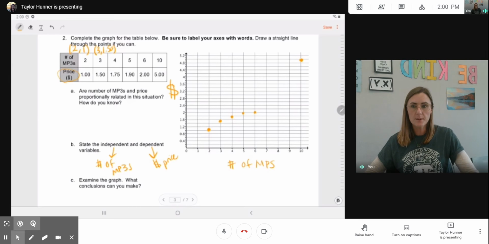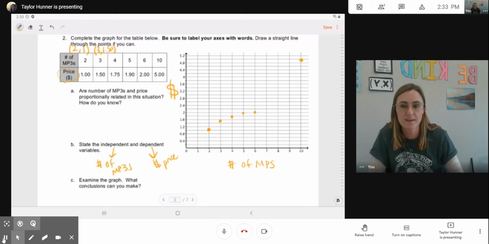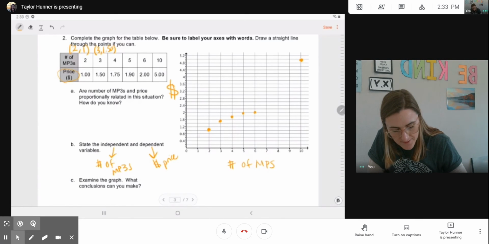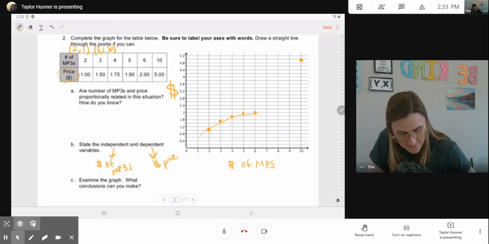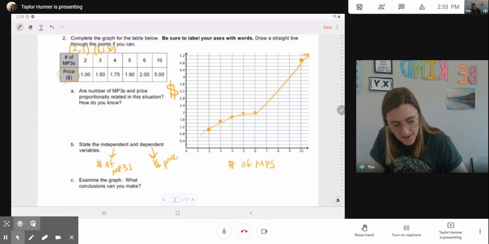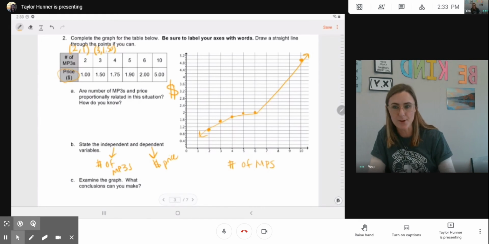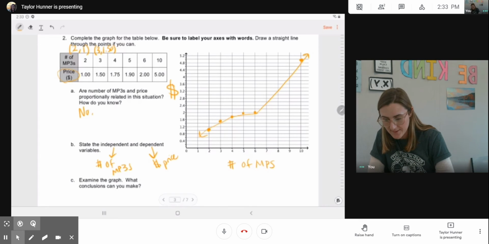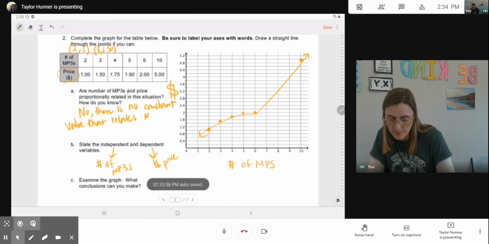So it says, are the number of MP3s and price proportionally related in this situation? How do you know? So if I were to continue to graph this, this is not going to have some kind of constant rate, right? So no, there is no constant value that relates MP3s to the price, right?